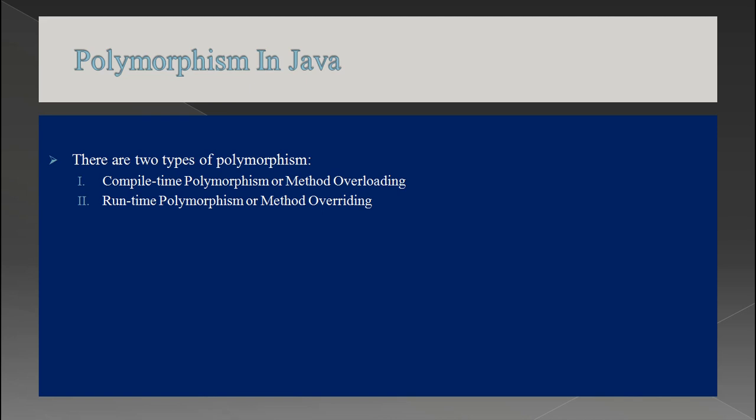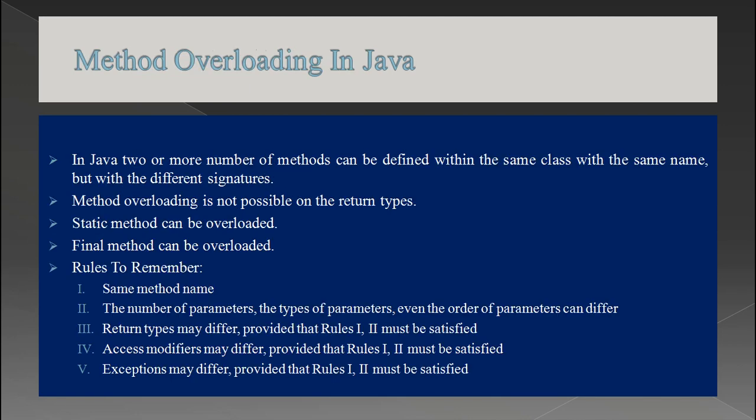Now polymorphism is the object-oriented property to redefine a method. There are two types of polymorphism. One is compile time polymorphism, also known as method overloading. Another one is runtime polymorphism, also known as method overriding. In Java, two or more methods can be defined within the same class with the same name but with different signatures.